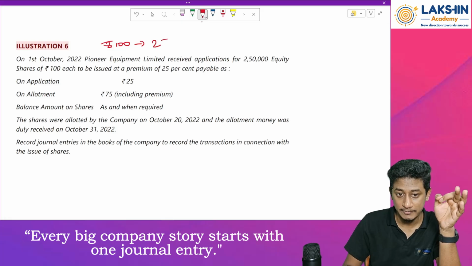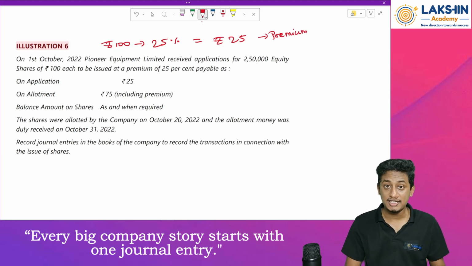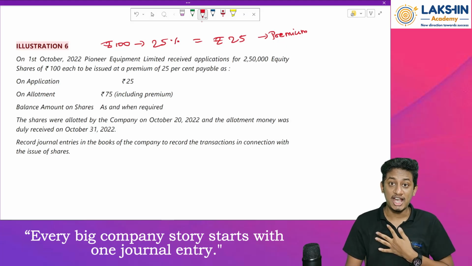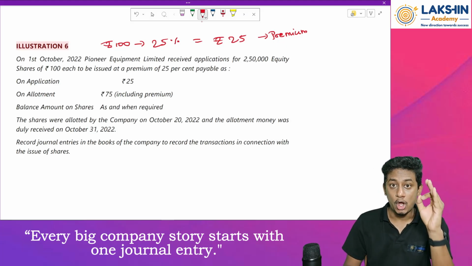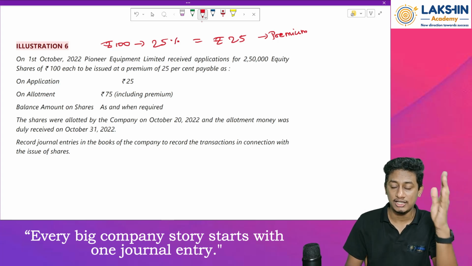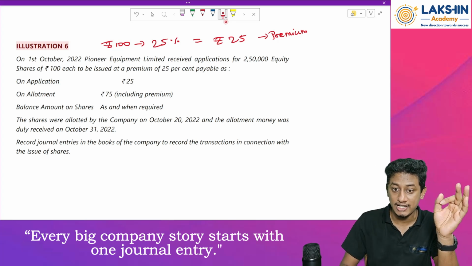So that is 25%. That will be equal to how much? Rupees 25 is the premium charged on the shares. Why is the premium charged? Because the company feels that its share value is more than the nominal value. Whenever the company feels that its value is more than its nominal value, in that case the company will charge a premium.